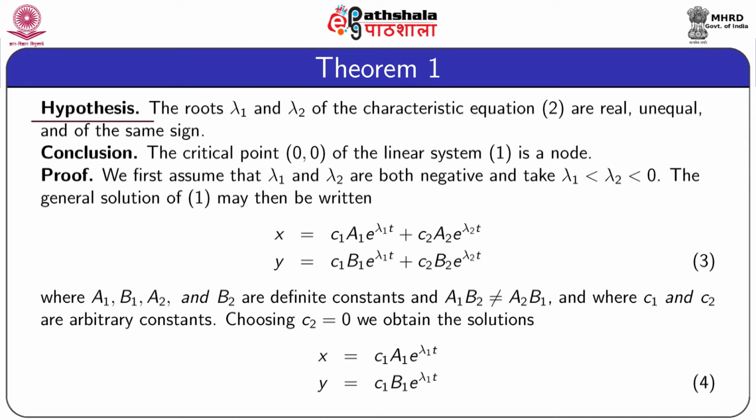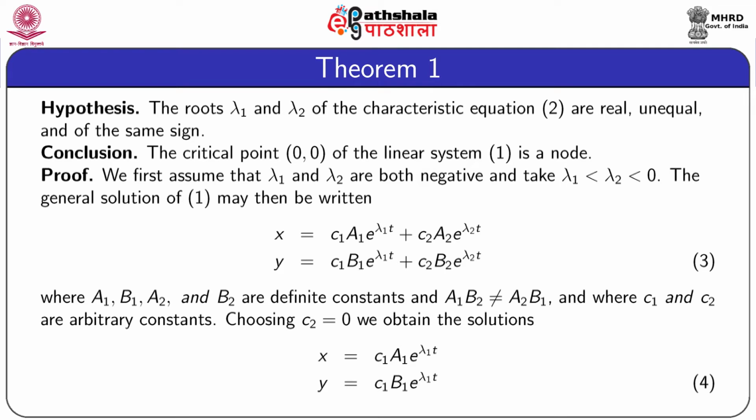So, the hypothesis is that if the roots λ1 and λ2 of the characteristic equation 2 are real, unequal and of the same sign, then we conclude that the critical point (0, 0) of the linear system 1 is a node. We assume that λ1 and λ2 are both negative, and we take λ1 < λ2 < 0.